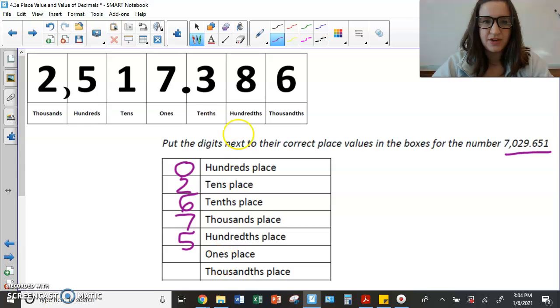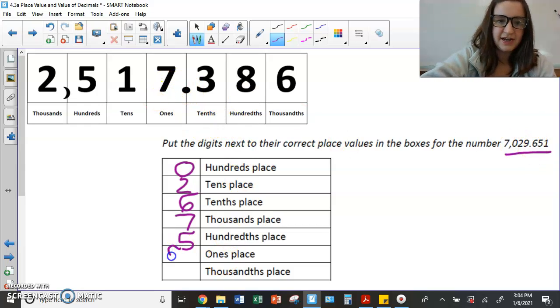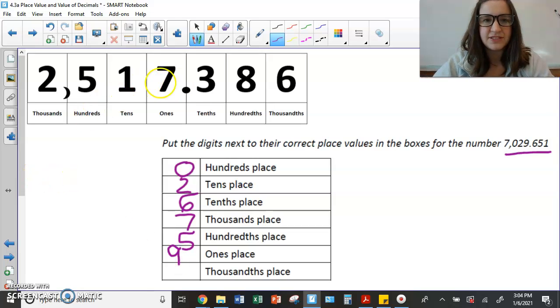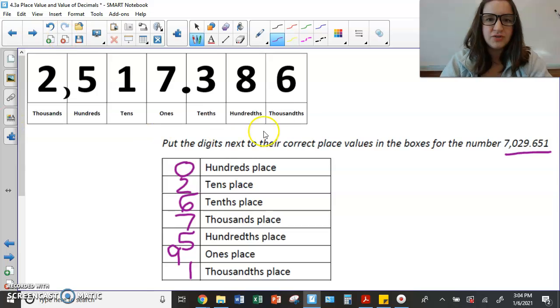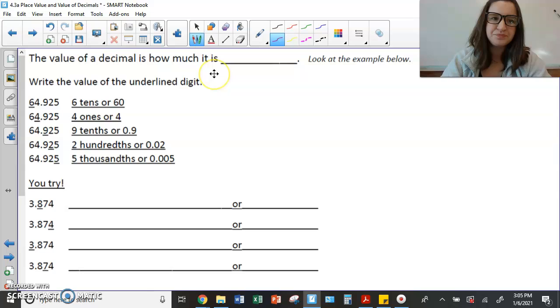The digit that's in the ones place, that's 1 place to the left. So that would be a 9. And then my thousandths place is 3 places to the right. So 3 places to the right over here is the number 1. So I can use my chart and the patterns that I've learned that decimal places follow to identify the place value of each number. And the place value defines how much each digit is worth, which goes into our value.